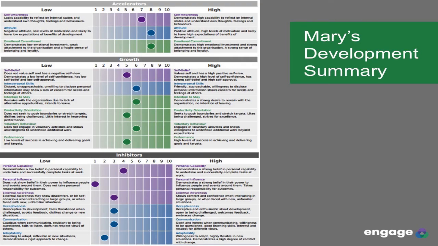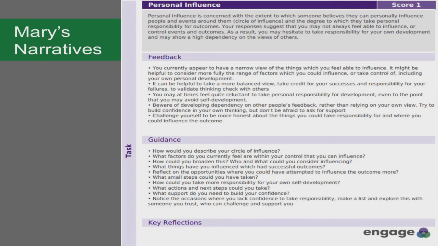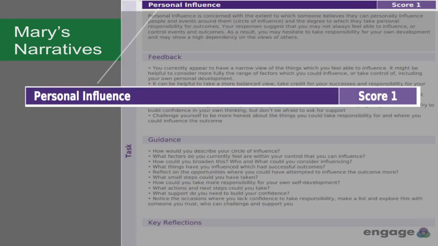So this next page then, Jodie, talk us through this. What we see here on the screen are the narratives. So within every report, once we've worked through the different profile charts, we get a narrative summary for each of the 15 scales. Okay, so what we've got here is just one of the 15 scales, as I see it, Jodie, where Mary on the personal influence scale has scored a 1. So can you just talk us through what this is?